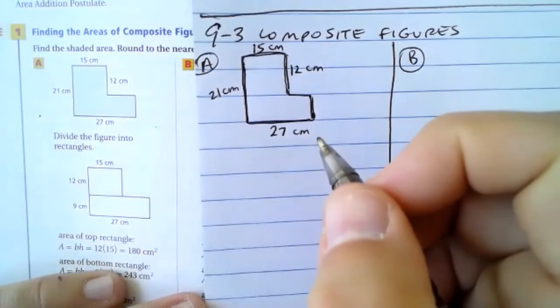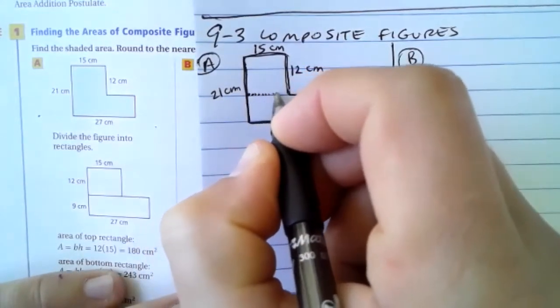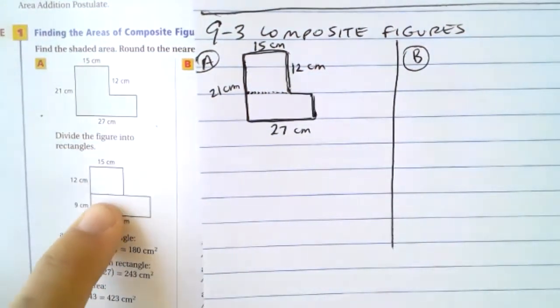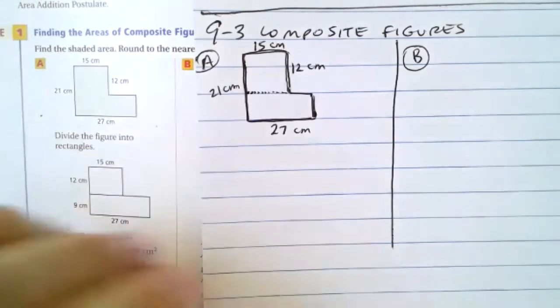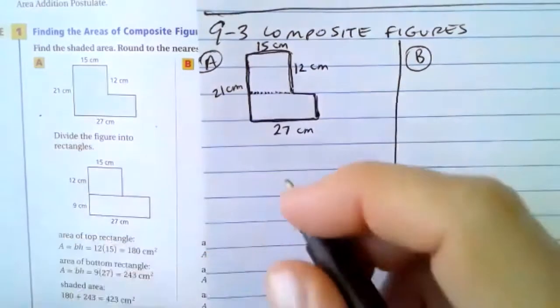Now, we're going to divide this shape. I'm going to slice it right down the side right here, just like they did on this. This is a dotted line. Well, actually, make that a dotted line right there. And we just divided it into 2 figures.